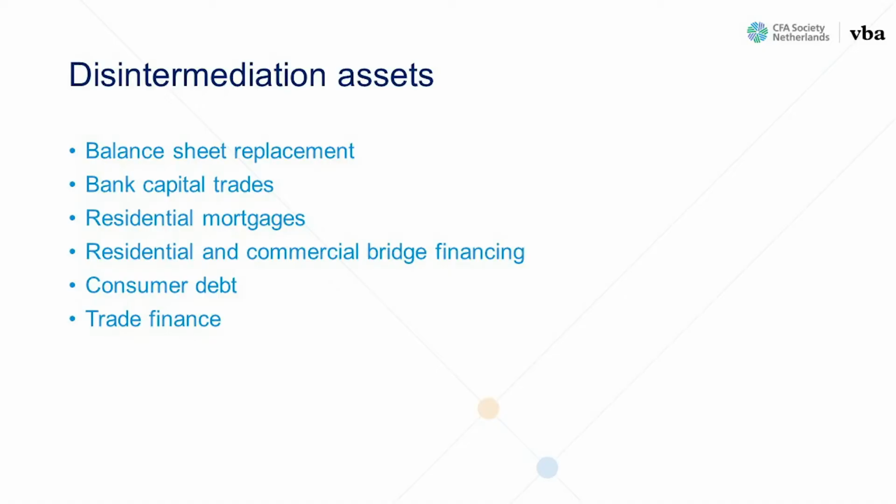Examples are disintermediation assets like balance sheet replacement, bank capital trades, residential mortgages, residential commercial bridge financings, commercial debt, and trade finance. Also, insurance-linked securities such as catastrophe bonds and weather bonds fit this description. In itself, these assets are all part of the investable universe. They may provide an attractive yield by picking up illiquidity premium and may well have a diversification benefit.